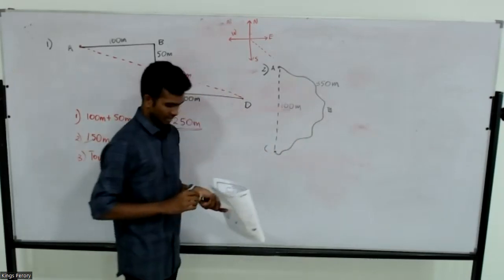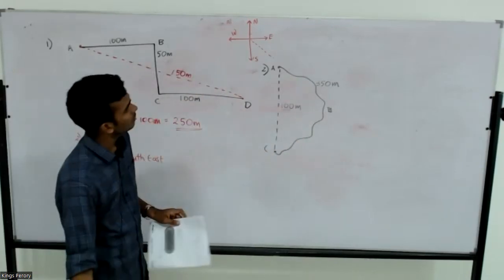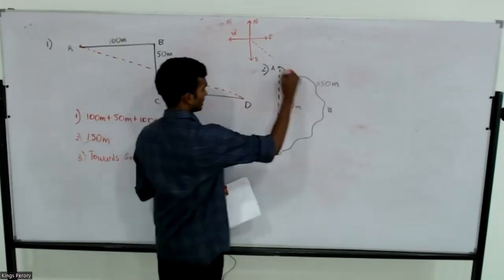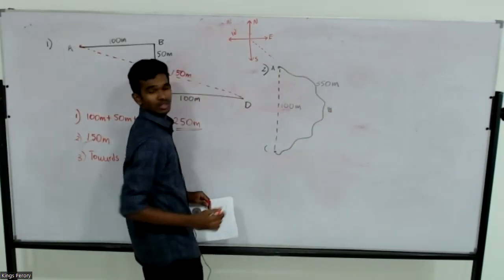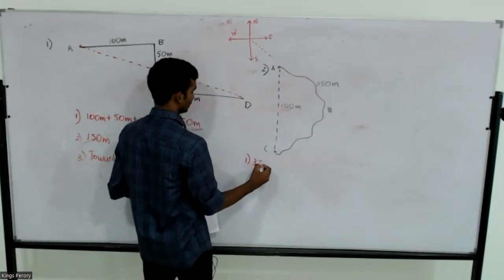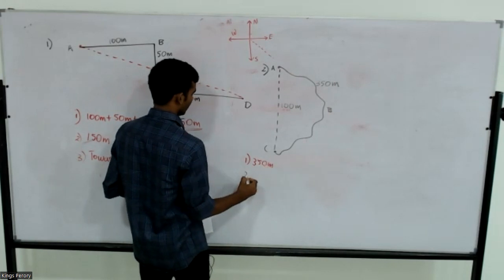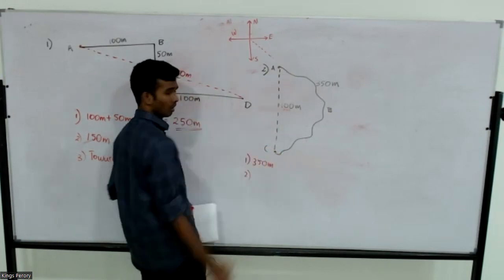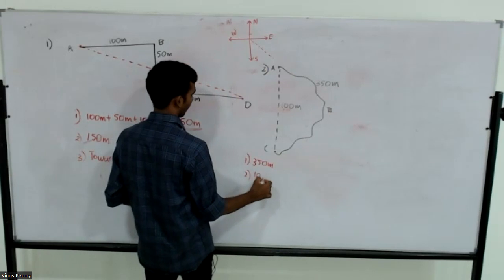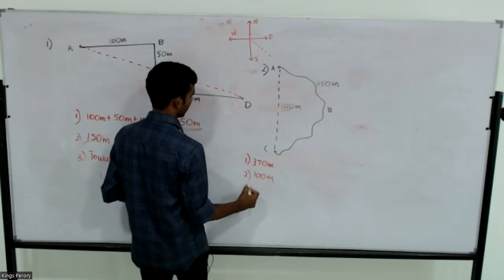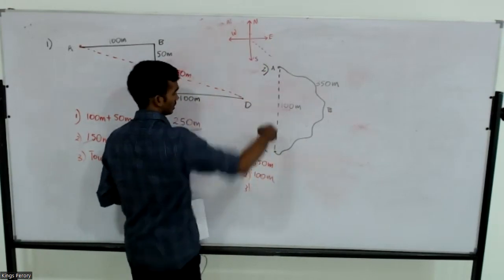They're asking what? Distance, displacement, direction. Very simple. What is the distance she has traveled? 350 meters. What is the displacement she has undergone? 100 meters. What's the direction? Towards south.